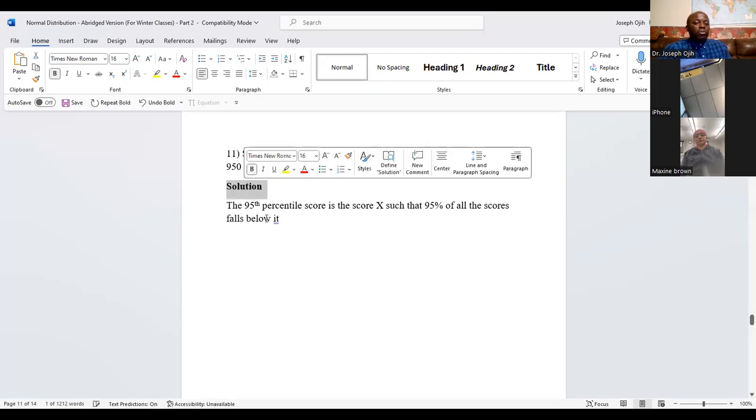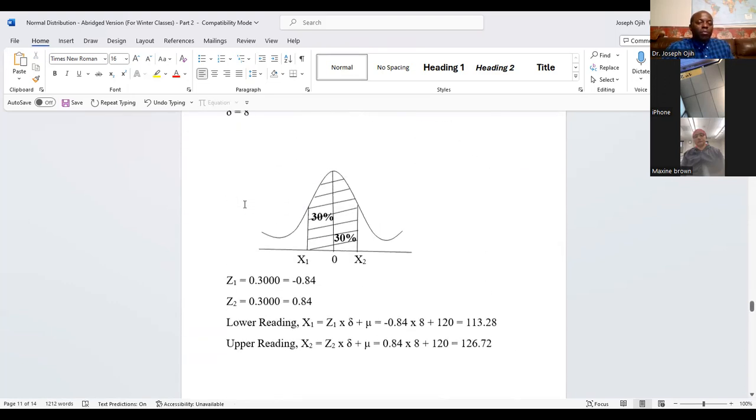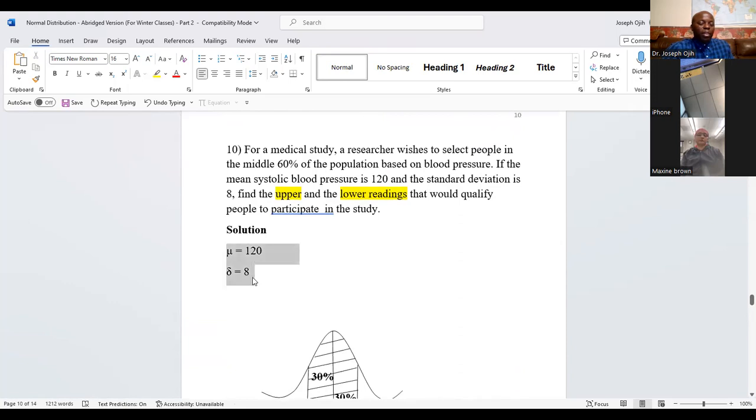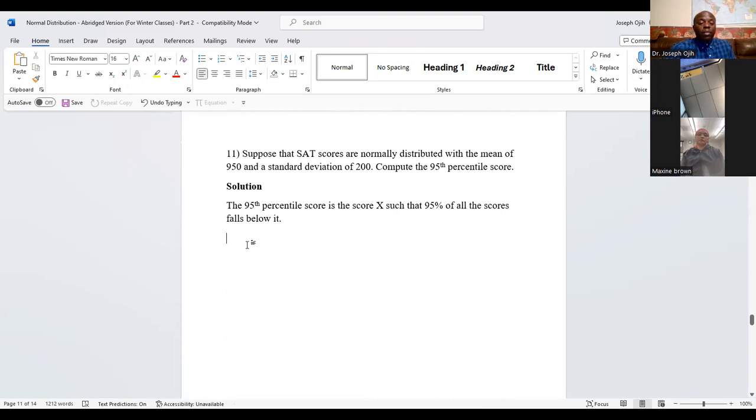So now you can illustrate this with a diagram. Remember our mean. Let's get our mean symbol for this variable. They give us the mean and the standard deviation. They say that the mean is 950 and the standard deviation is 200.